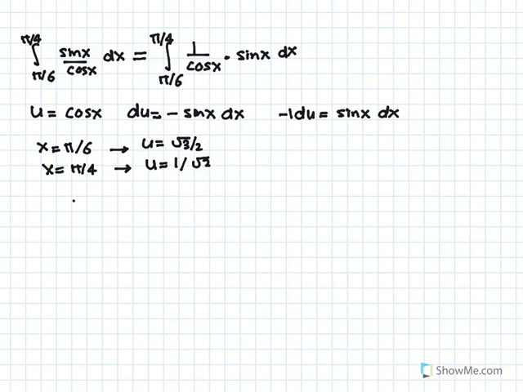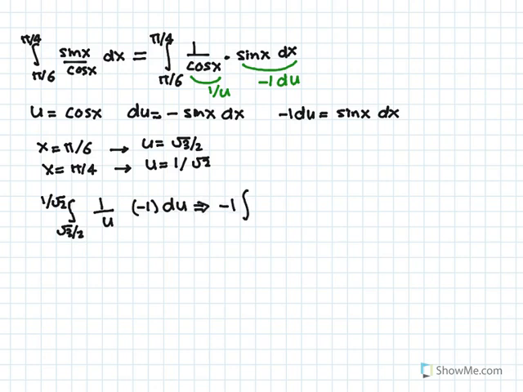So we can rewrite the integral as the integral from root 3 over 2, the lower u limit, to the upper u limit, 1 over root 2. And 1 over cos x is going to be 1 over u, and sin x dx is minus 1 du. All right, so what we get is 1 over u times negative 1 du. Minus 1 is a constant, so it passes right through the integral. We get negative 1 times the integral from root 3 over 2 to the upper limit 1 over root 2 of 1 over u du.